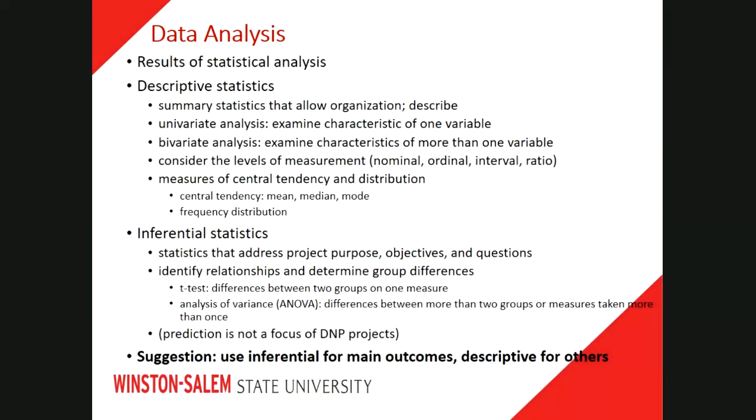This is univariate analysis. You're examining the characteristics of one variable. If it's bivariate analysis, you're examining the characteristics of more than one variable. When you're doing descriptives, you do have to consider the level of measurement, and you typically see reports of central tendency and distribution. So you may see a report of the mean, the median, the mode, as well as the frequency distribution, which is just a numerical count or number of a particular occurrence within your sample or target population.